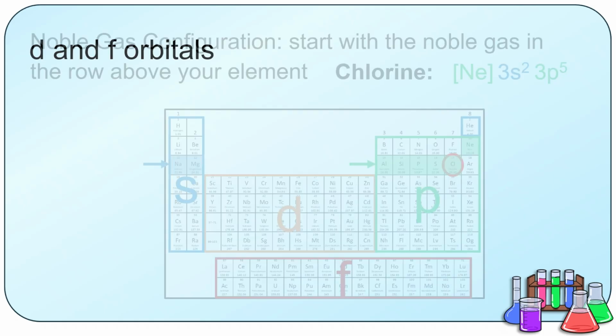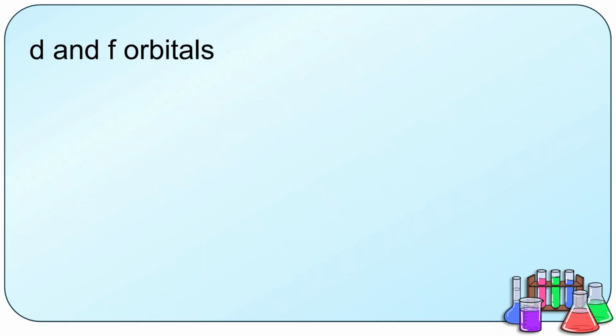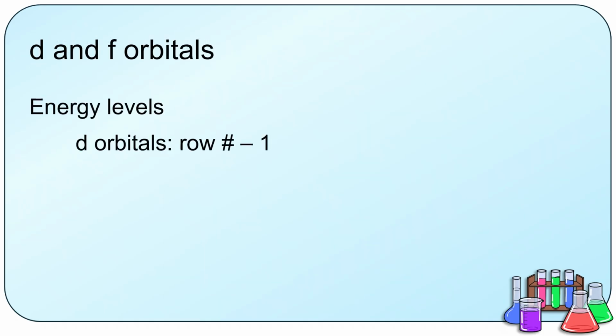There are special rules for the d and f orbitals that you should know. When you get to the d orbital, the energy level will be the row number -1. For the f orbital, the energy level will be the row number -2.